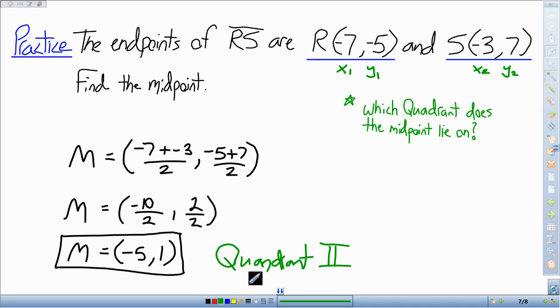I didn't spell that right. I put quadrant. I don't even know what I want to do. Quadrant. Okay, sorry.